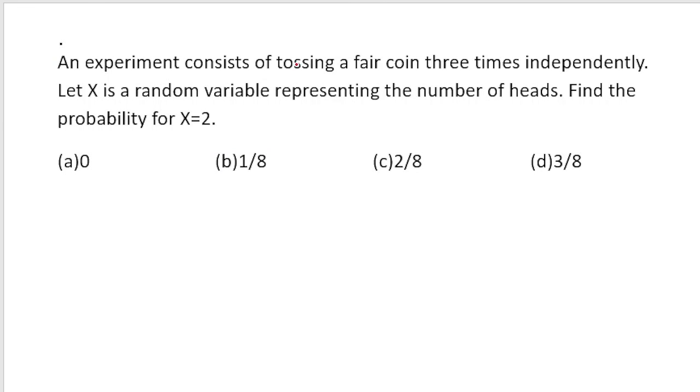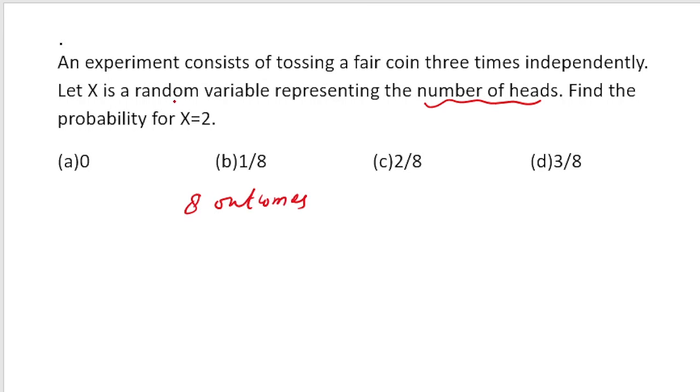An experiment consists of tossing a fair coin 3 times independently. Let x be a random variable representing the number of heads. Find the probability for x is equal to 2. So if you toss 3 coins, then there are 8 outcomes. Total number of outcomes are 8, 2 into 2 into 2, right?